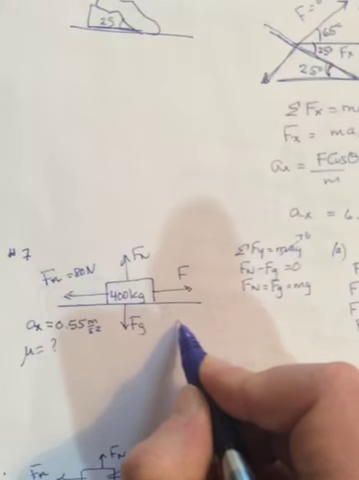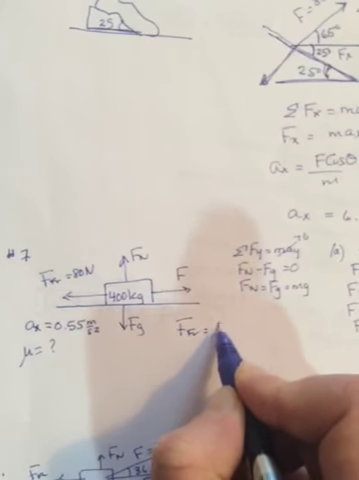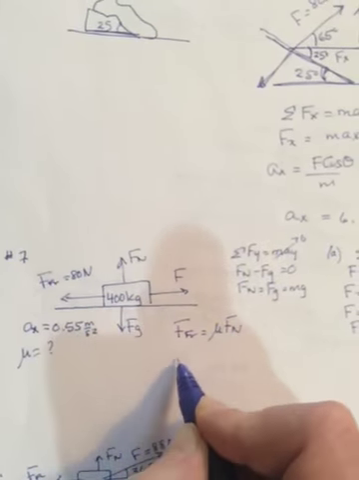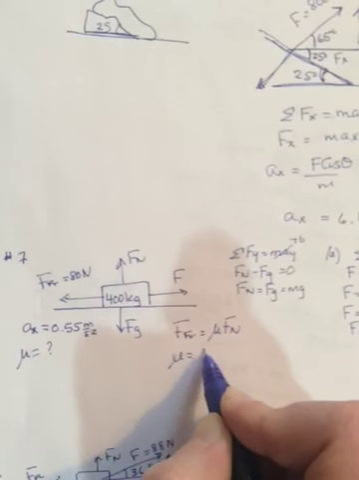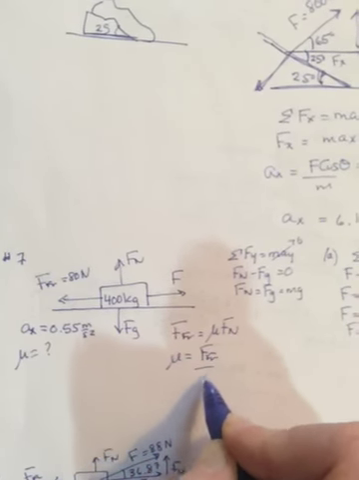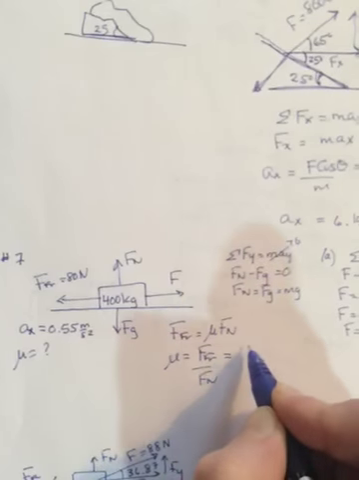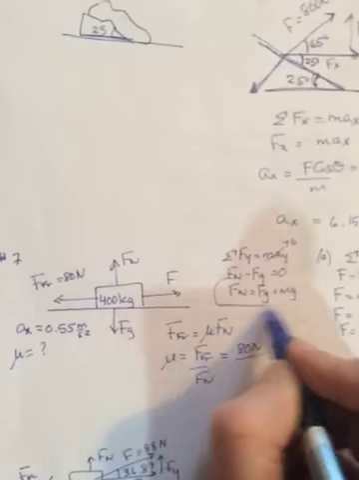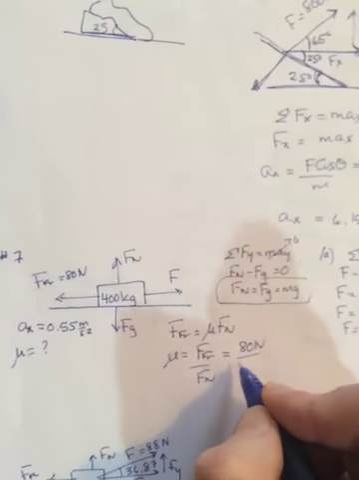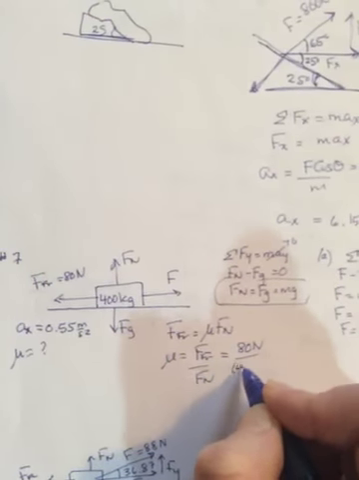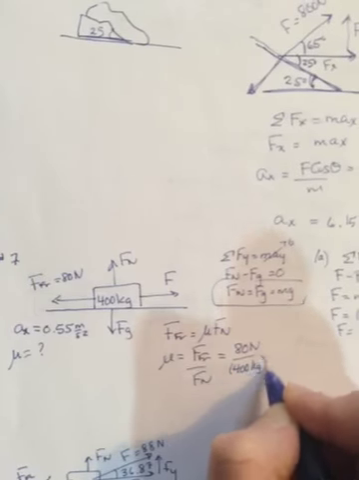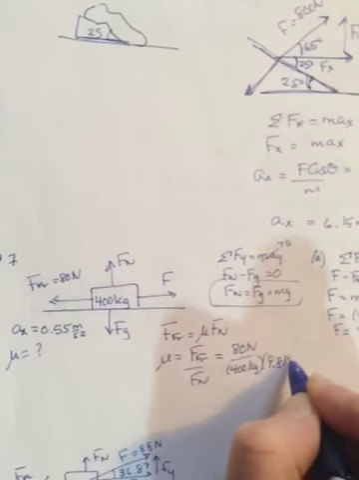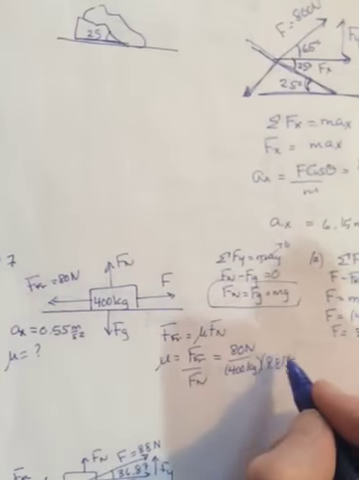Then part B wants to know what's the coefficient of friction. So we know FFR is equal to mu Fn. So mu is equal to FFR over Fn. FFR, you were told, was 80 newtons, and Fn you found up here to be mg, and I just didn't bother to type it in then. So m is 400 kilograms, and g is 9.81 meters per second squared.